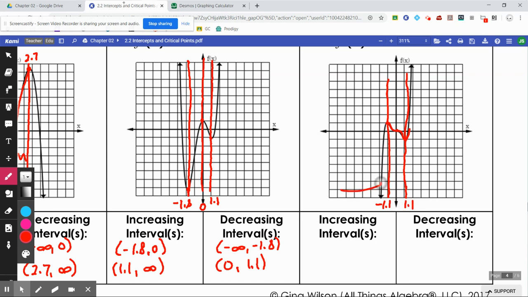So my graph in this interval was going uphill, and that would be increasing from negative infinity until it hits that negative 1.1. Then it starts going downhill, and it decreases from negative 1.1 up to a positive 1.1. Then it starts going uphill again, and it increases from 1.1 to positive infinity.